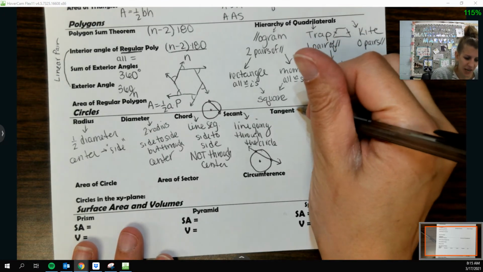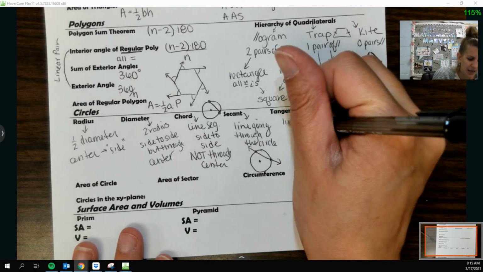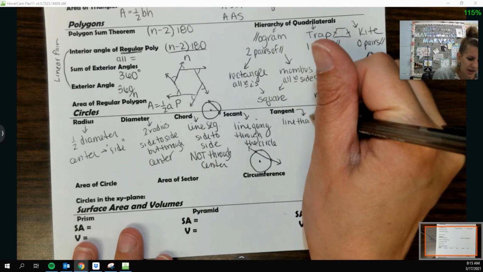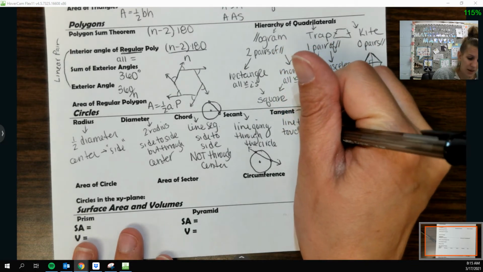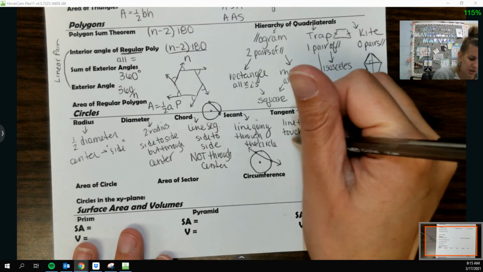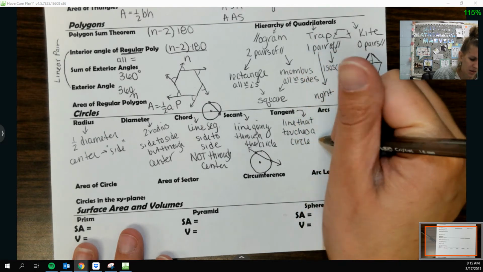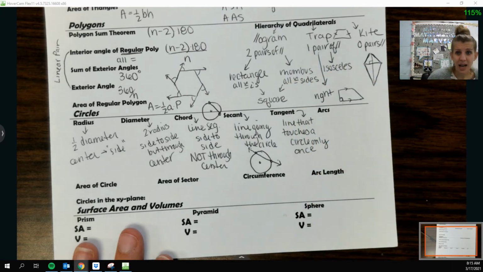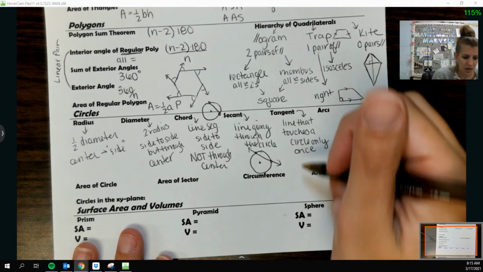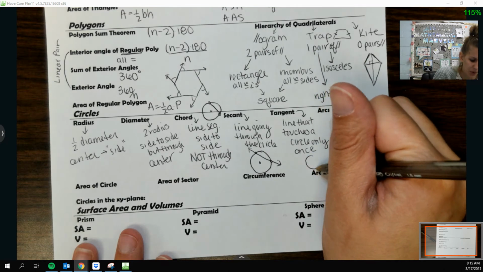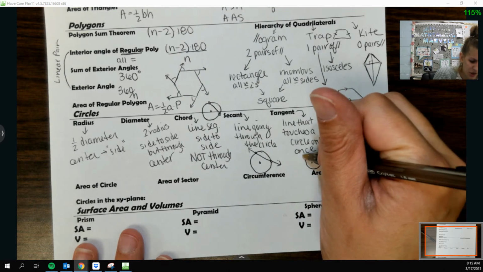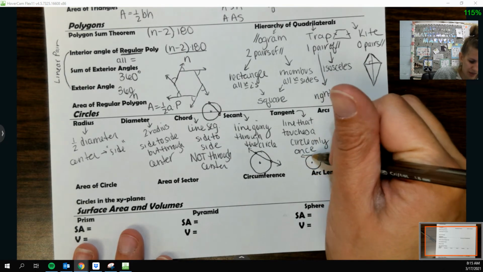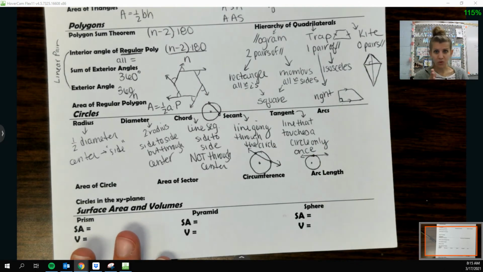Now a tangent is a line that touches a circle only once. And in a specific way, it bounces off the edge of it. So if you're looking at a circle, a tangent line touches right on the edge of it, real close, just touches it once like that, like it bounces off.